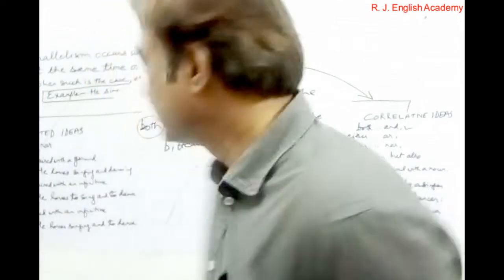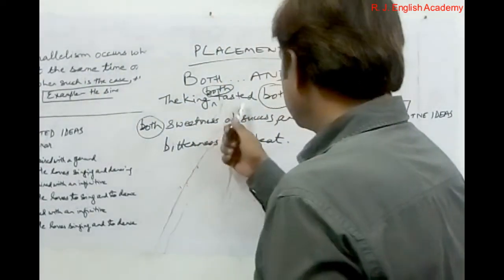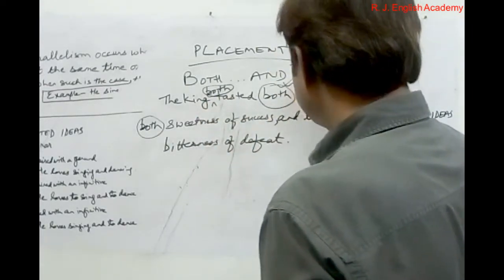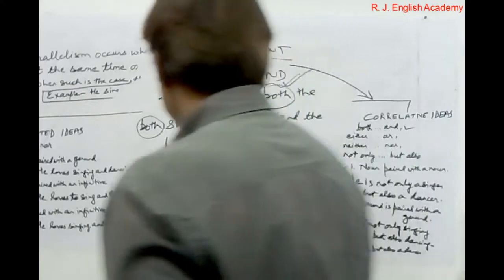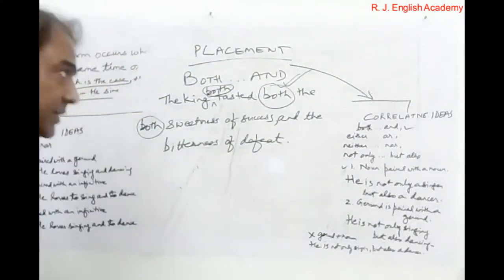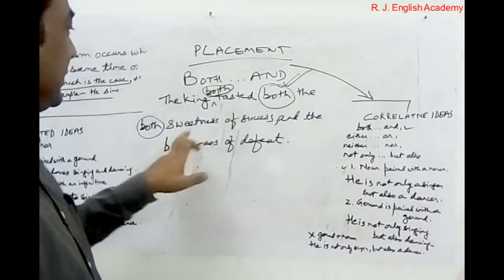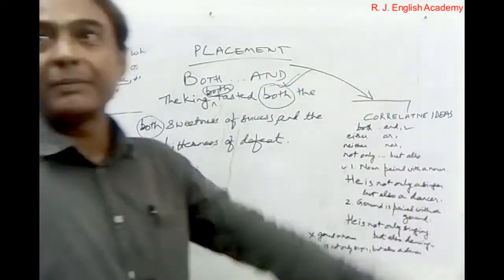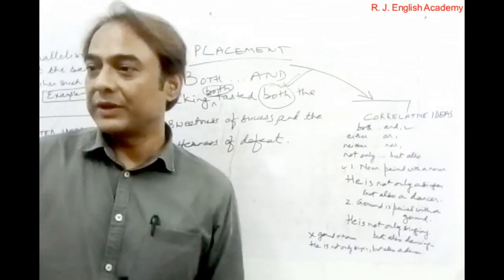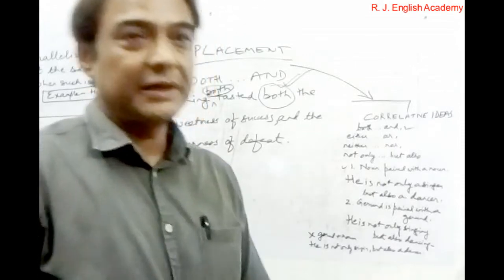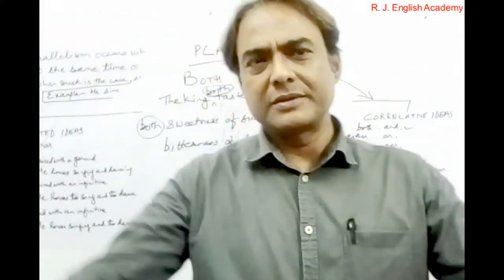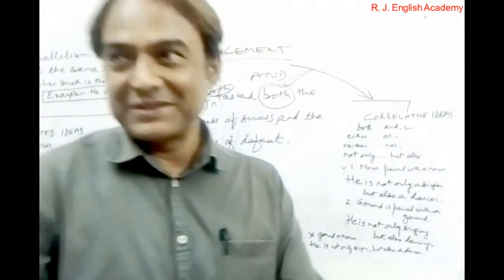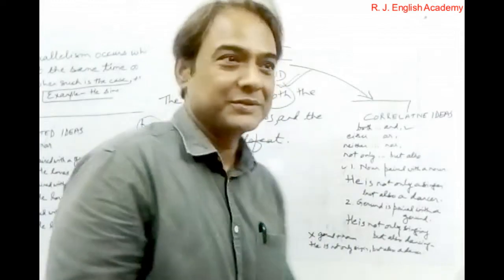Both. Yes. This both. Okay? So, according to you, the king tasted both the sweetness of success and the bitterness of defeat. This both is correct. Any questions? Any doubts? Any arguments? Any debate? Anything you want to say? Get this very clear. It's important. You must know how to place correlative conjunctions.